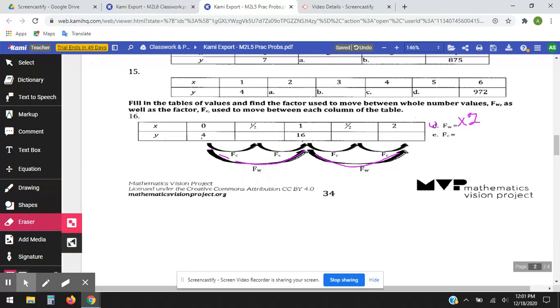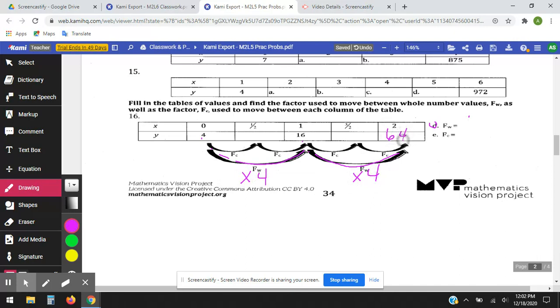My goodness. Not a times 2. I'm thinking as an 8, isn't it? 4 times 4. So 16 times 4 is 64. Sorry about that. I got that 2 mode. So 4 times 4 is 16. 16 times 4 is 64.